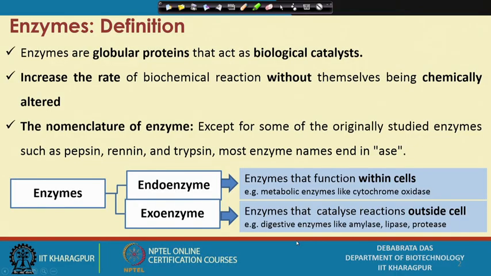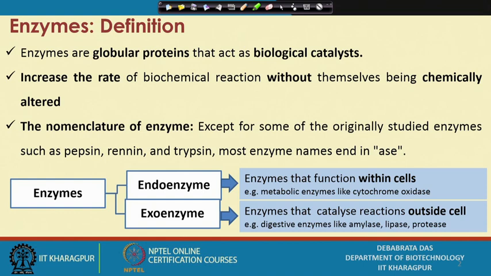To understand the microbial system better, first we should know what enzymatic reaction kinetics is. So, in this lecture and the next couple of lectures I shall concentrate on this, and try to understand what we mean by enzymatic reaction kinetics. First we have to know what enzymes are. An enzyme is a globular protein that acts as a biological catalyst.